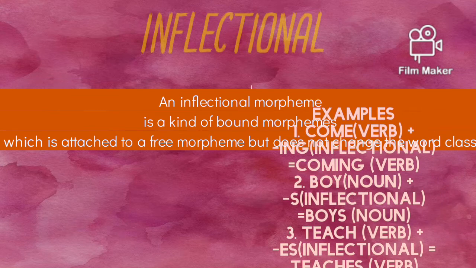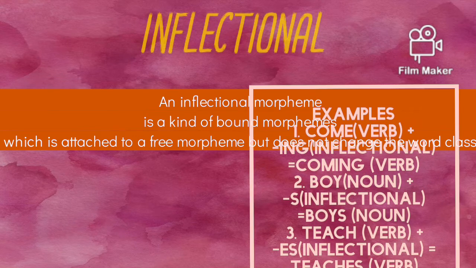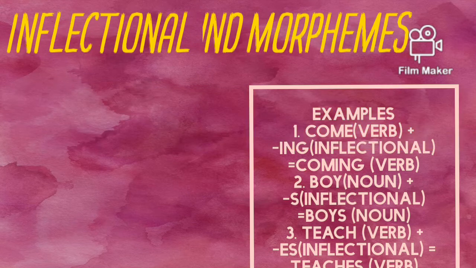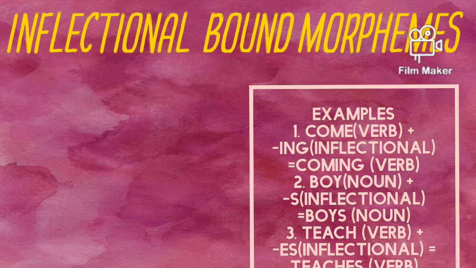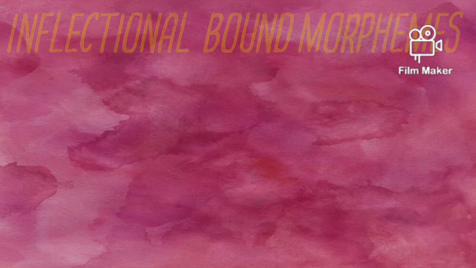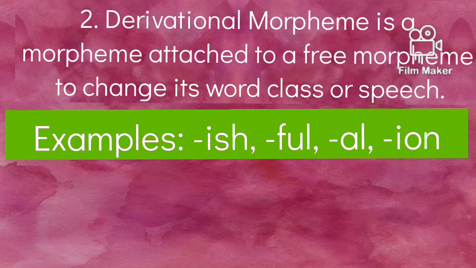Let's look at the meaning of inflectional morpheme. An inflectional morpheme is a kind of bound morpheme which is attached to a free morpheme but does not change the word class. So here we mean if the word is a noun, after adding the inflectional morpheme, we will get a noun as our result or as the word. If it is an adjective too, we will get an adjective.